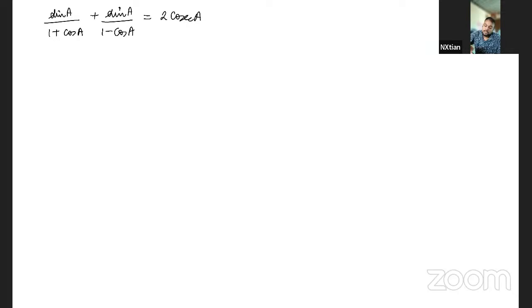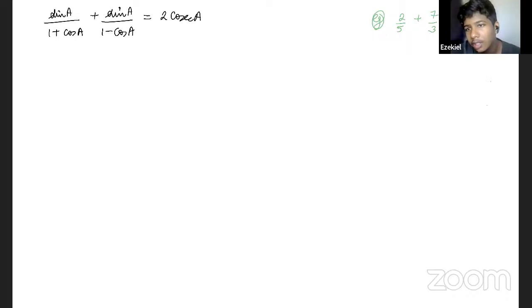See guys, for example, if I want to add 2 by 5 plus 7 by 3, how will you add this? Don't write it down with me, I will give you time to take a screenshot. No problem in that. So you will multiply 2 into 3 and 3 into 5, and 7 into 5, and make the denominator the same. So the first step is to make the denominator the same.